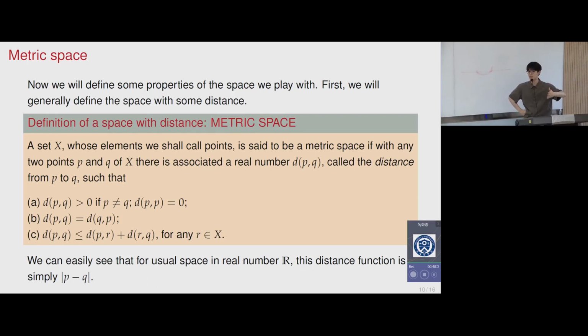You're defining some distance. So let me read the rigorous definition of a metric space. We always have a set X. Sometimes we call the elements of set X points, or you can just call them elements, but I'll call them points from now on. So there's a set X. We say set X is a metric space if for any points P and Q of X, there is some real number, denoted d(p,q), called the distance from P to Q, such that these properties hold.